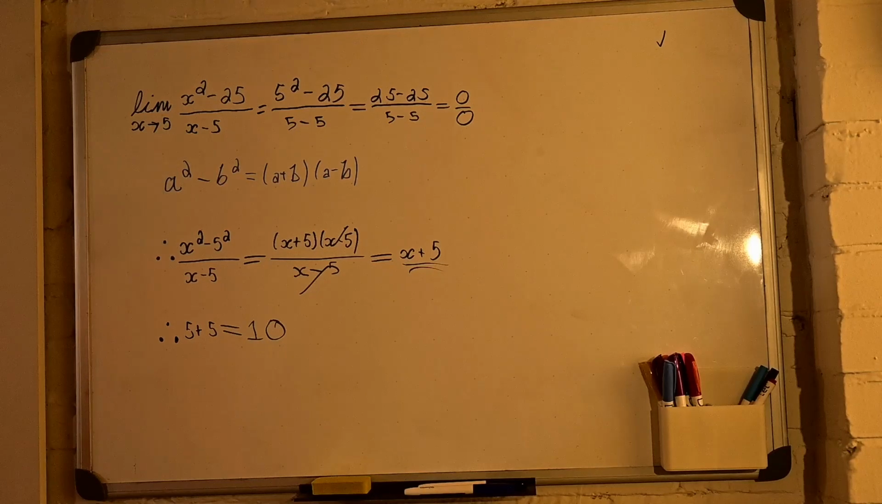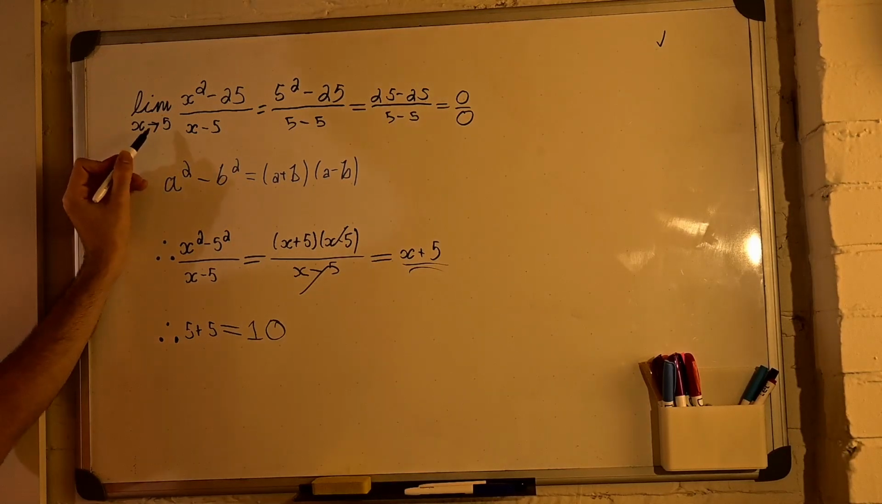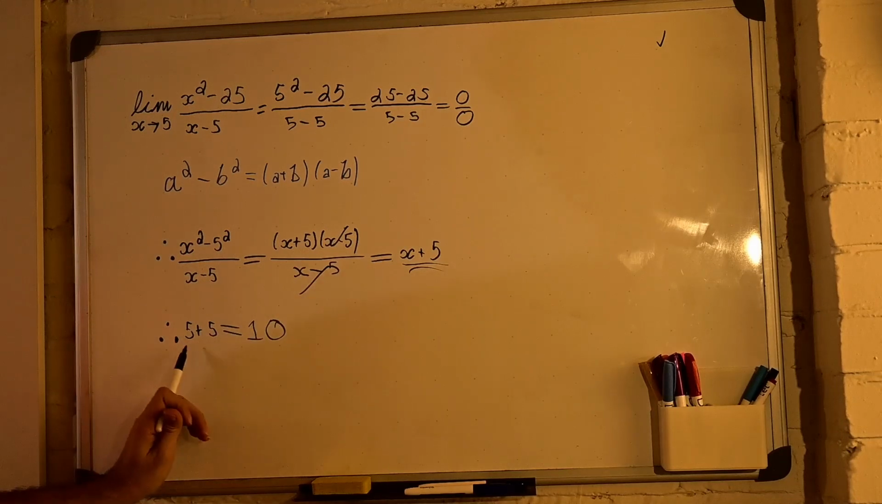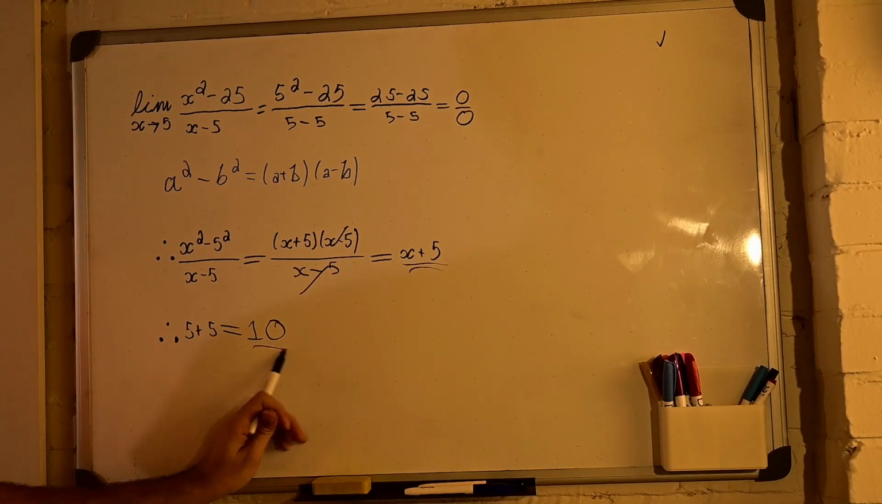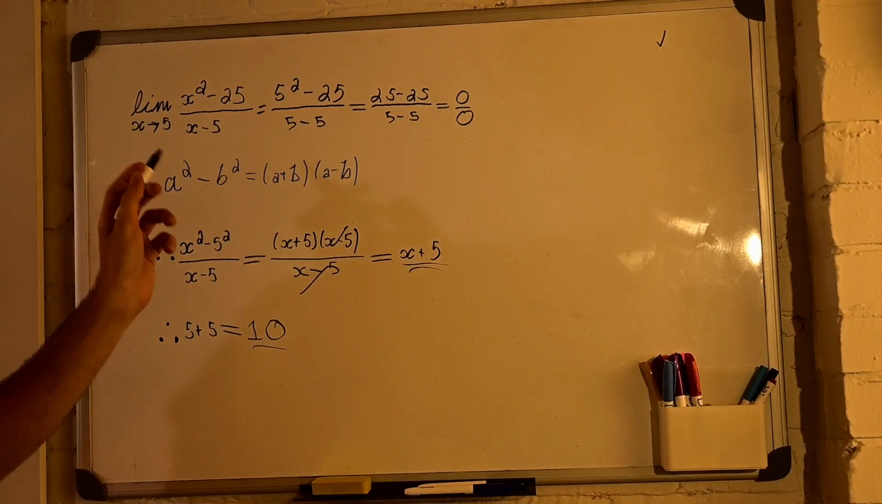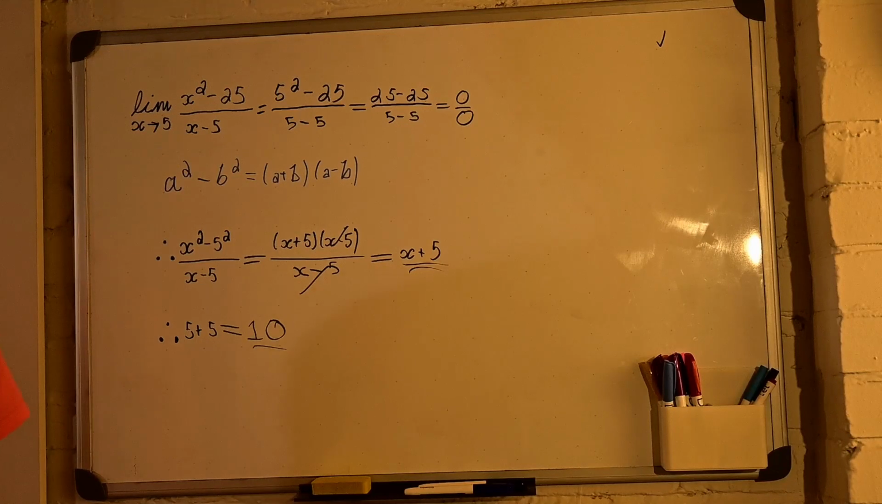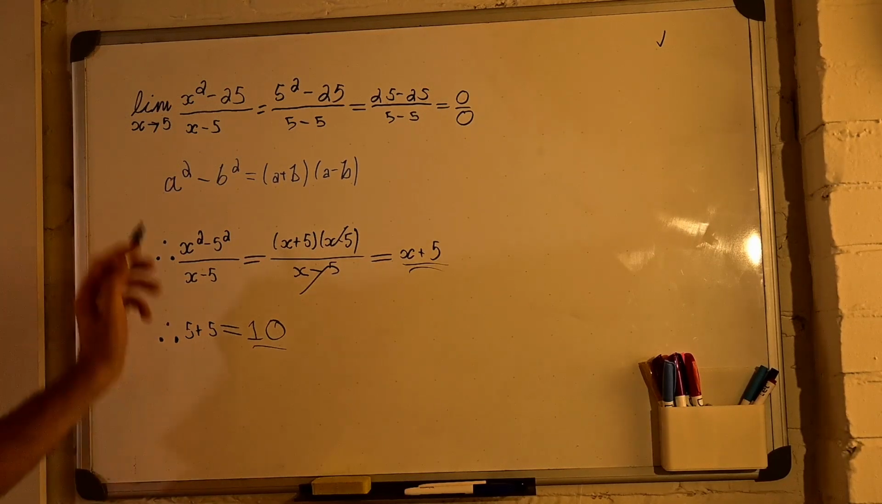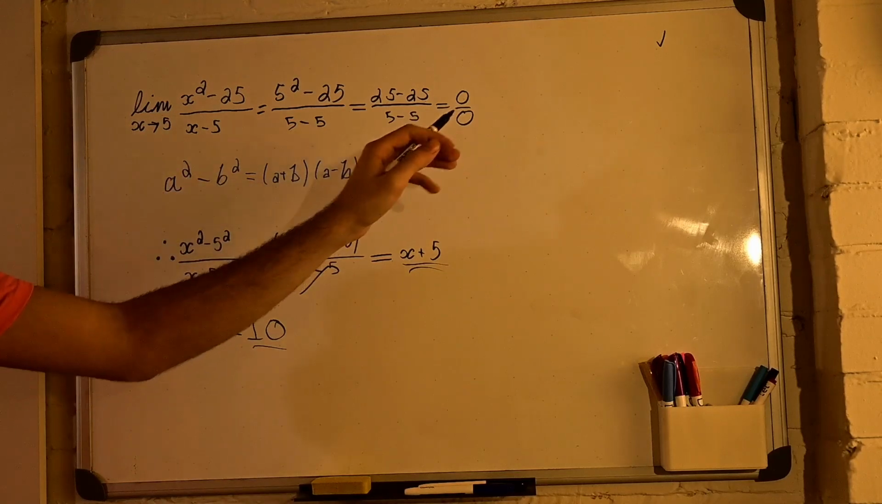So now, if we go back to our limit, as x approaches 5, we plug in 5 for x, and we get 5 plus 5 equals 10. So now we have an actual number, we have our answer, it's 10. And again, if you graph this, you'll see that it just looks like a normal line, but when you go to x equals 5, it's undefined, because at x equals 5, it's 0 over 0.